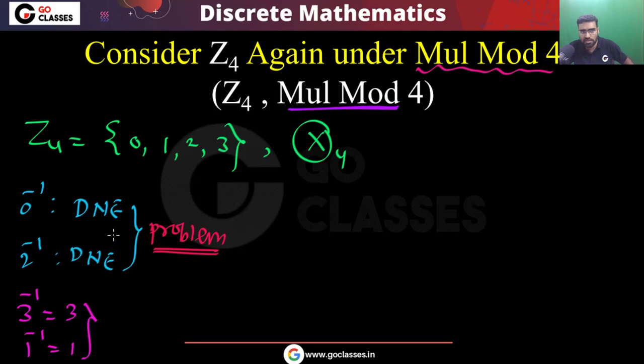Also 2 does not have inverse. These two elements, they don't have inverse. So how to create a group? Just remove the problem. This is the problem, just remove the problem.